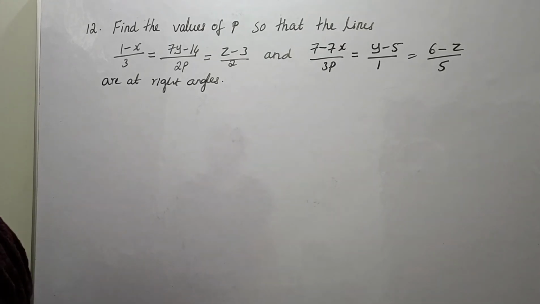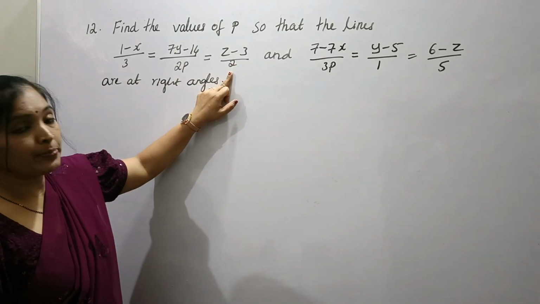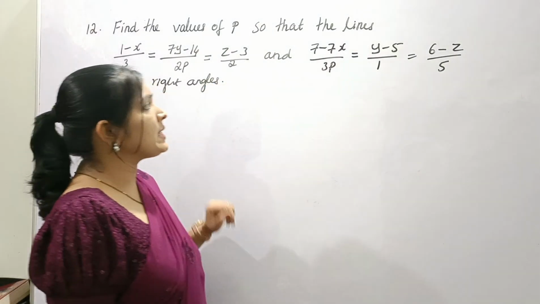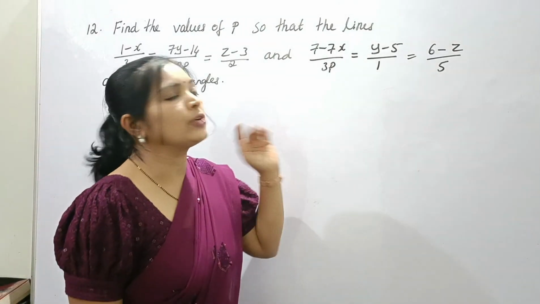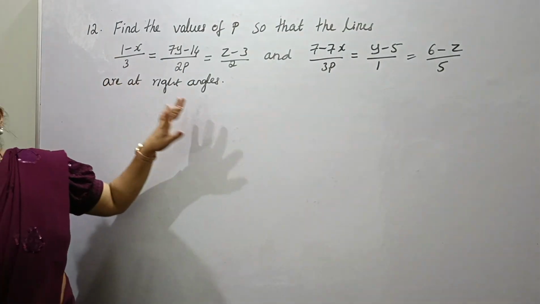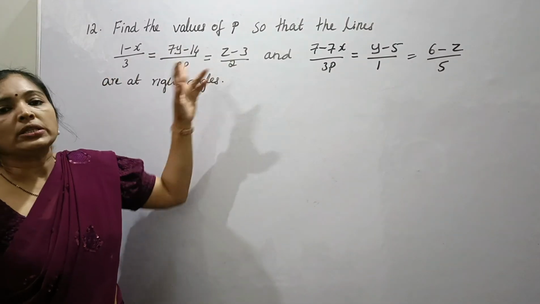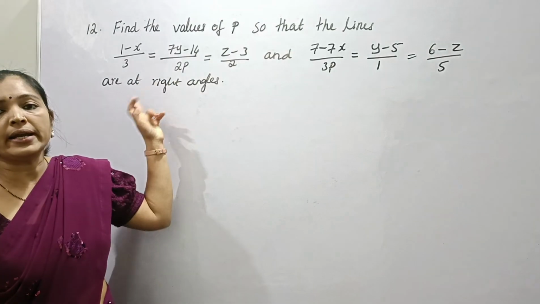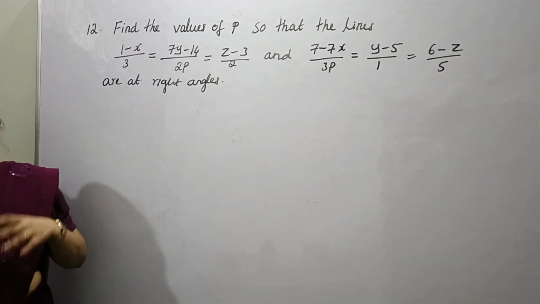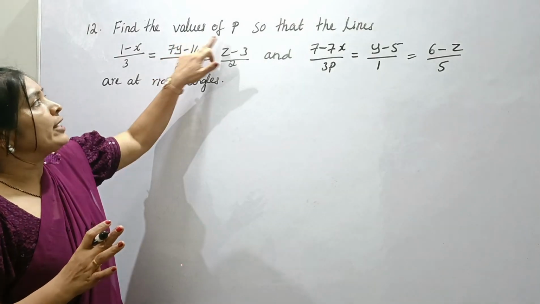Find the values of p so that the lines (1 − x)/3 = (7y − 14)/(2p) = (z − 3)/2 and (7 − 7x)/(3p) = (y − 5)/1 = (6 − z)/5 are at right angles. Here it is given that the angle between these two lines is 90 degrees. The lines being at right angles means they are perpendicular, right? That means their angle is 90 degrees. So then what is the value of p?